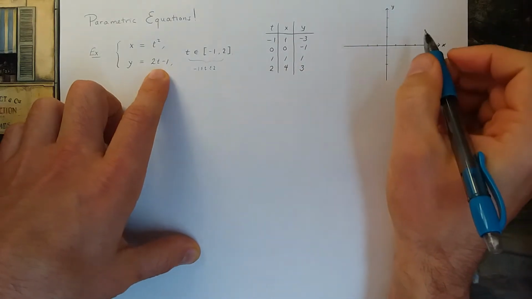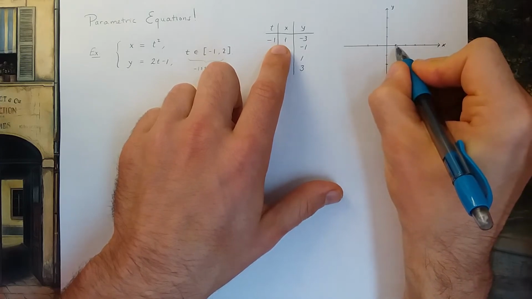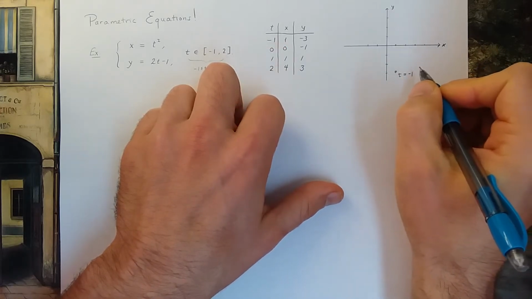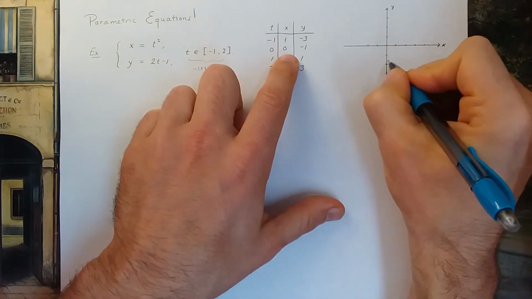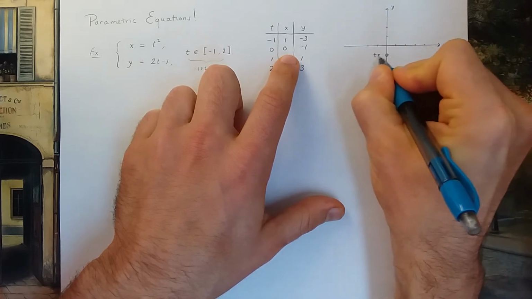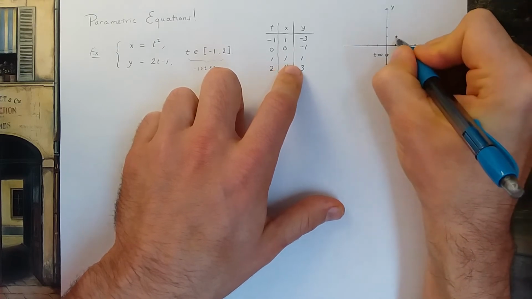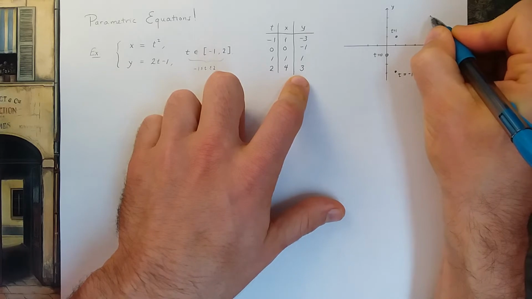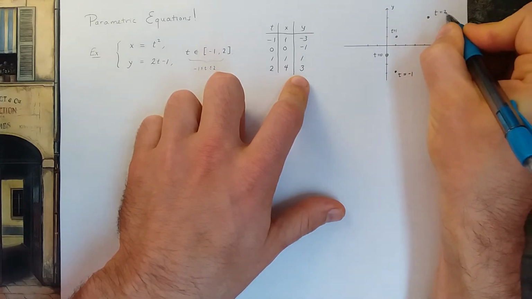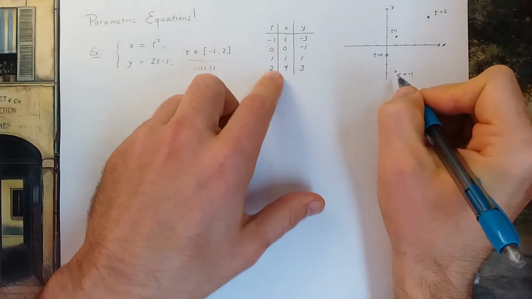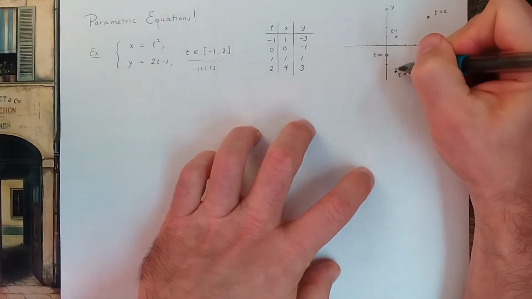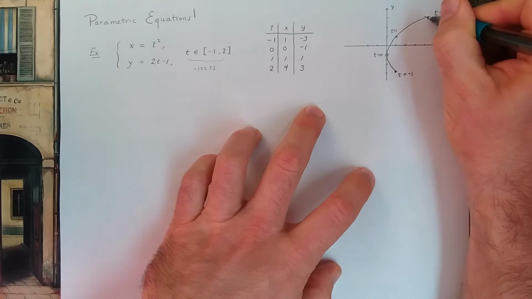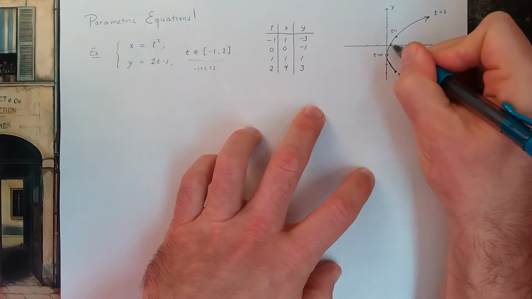I can plot those values in the plane. If t is -1, I'm at x equals 1 and y is -3. If t is 0, I'm at x equals 0, y equals -1. If t equals 1, I'm at 1, 1. And if t equals 2, I'm at x equals 4 and y equals 3, so I'm up here. I didn't plug in values of t in between -1 and 0, but if you did, you'd get more points. In fact, you'd get all the points that lie on a curve that looks like this. So this curve is my parametric equation.